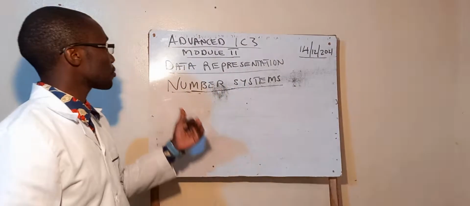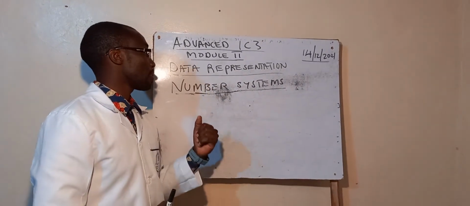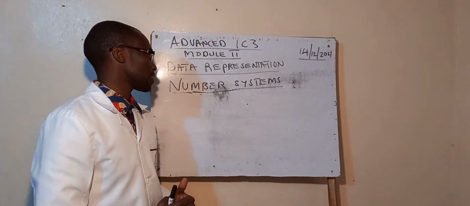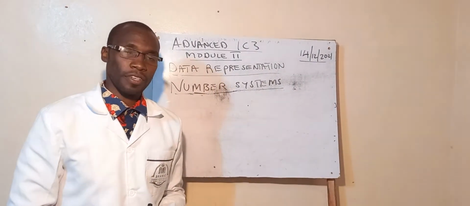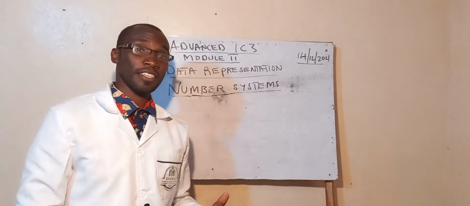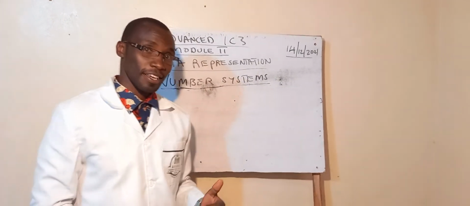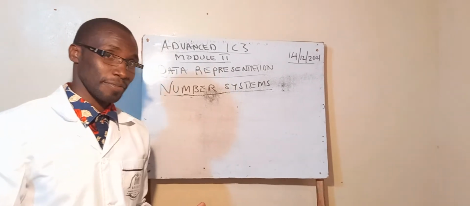Today, I'm taking you through the Advanced Internet and Core Computing Certification course, Module 2, Data Representation Number Systems. Previously, we had looked into the basics and introduction of data representation. Now today, I'll be based on number systems.